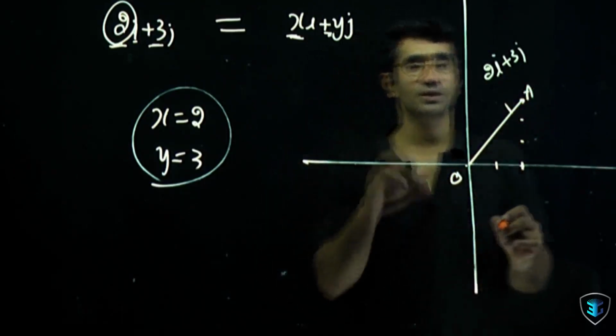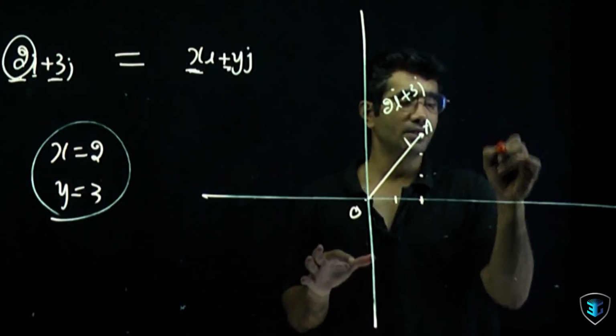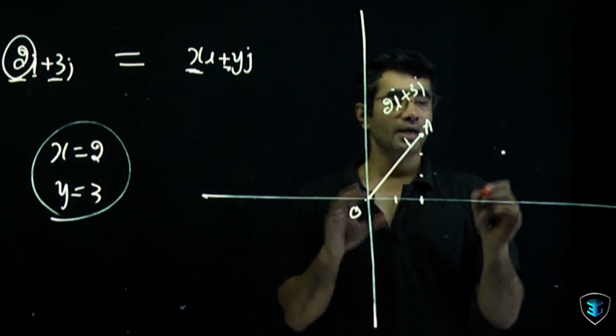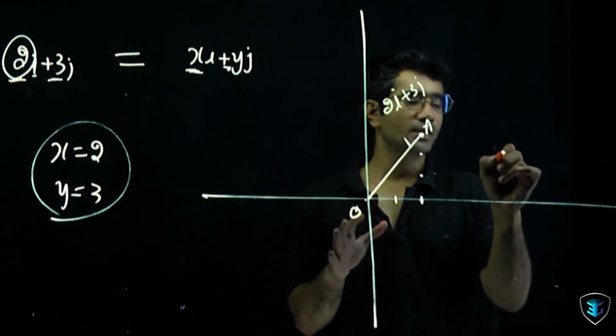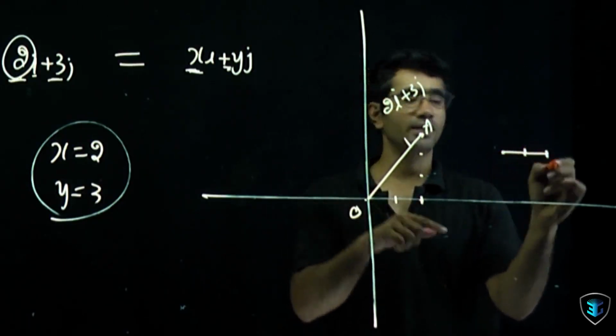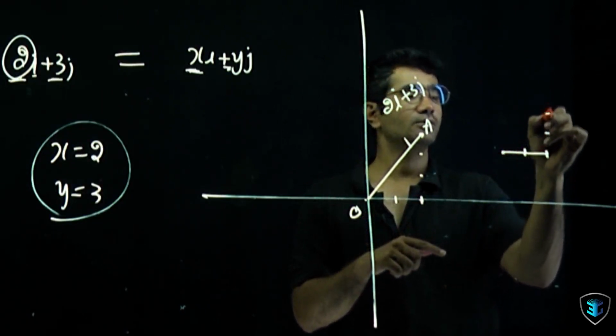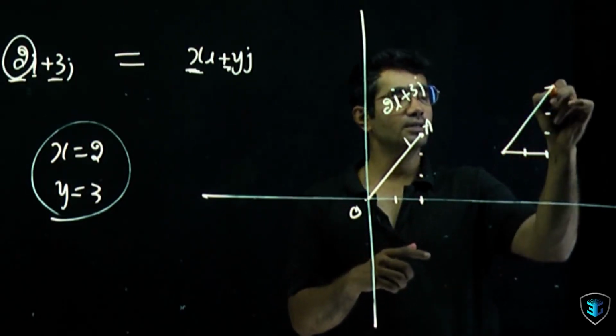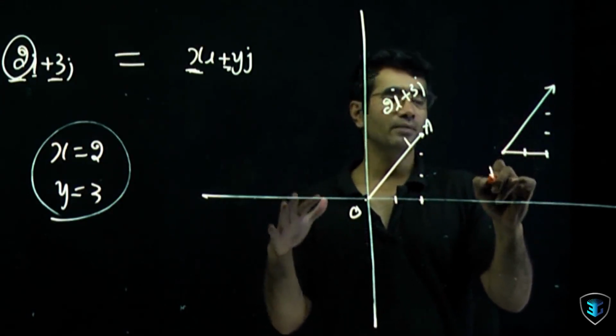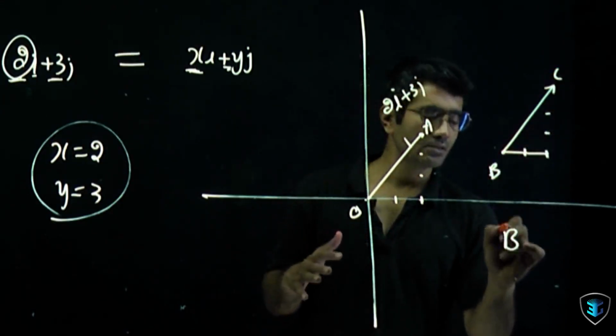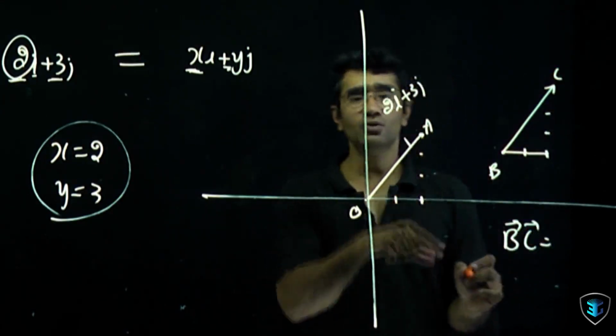Now what happens if at all I have a point A somewhere here? Okay, and now I have another vector which moves 1 and 2 units to the right, and from here it goes 1, 2, 3. So this vector again, let's say this is point B and C. So if I say vector BC here, how do you write this?